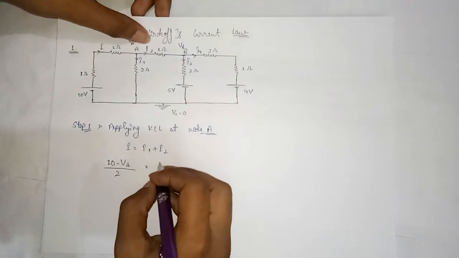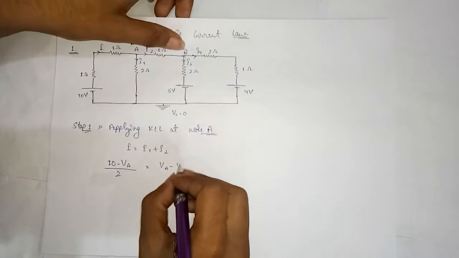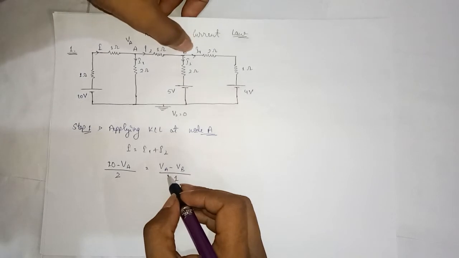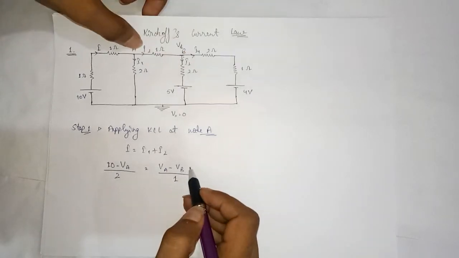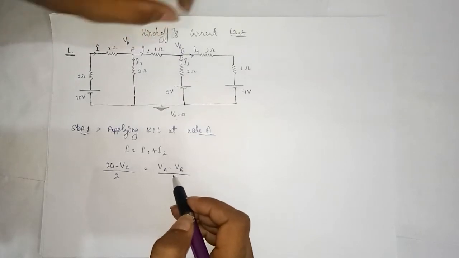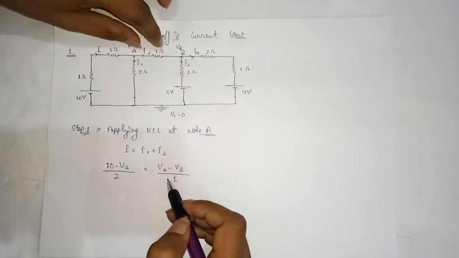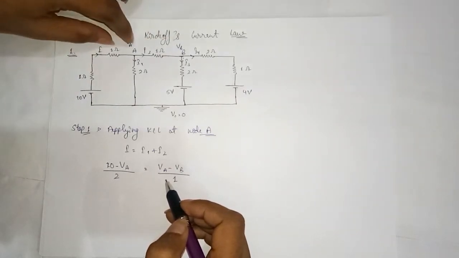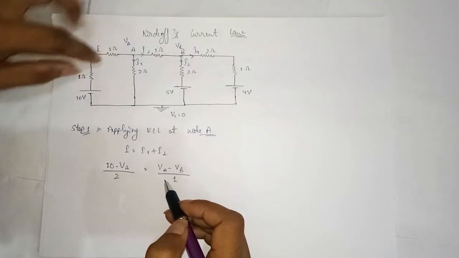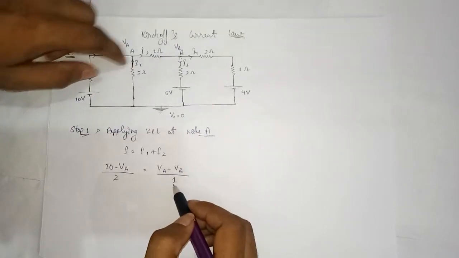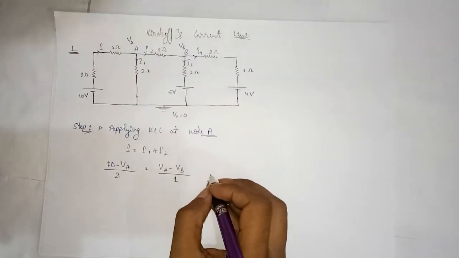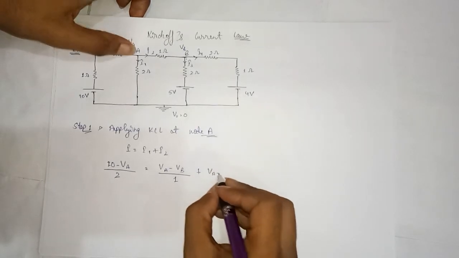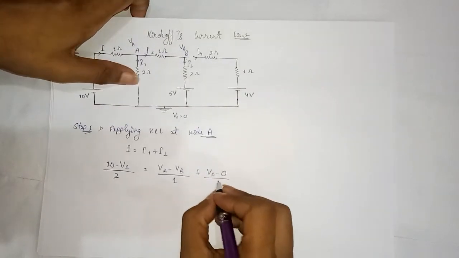Okay, and I1 is VA minus VB upon 1. We are subtracting the next voltage from the initial voltage because we have a potential drop at this resistance, and definitely VA is greater than VB, and similarly at this point 10 is greater than VA because there is some potential drop, and that's why we write 10 minus VA, and at this point we write VA minus VB. Okay, now I1 plus VA minus 0 upon 2.